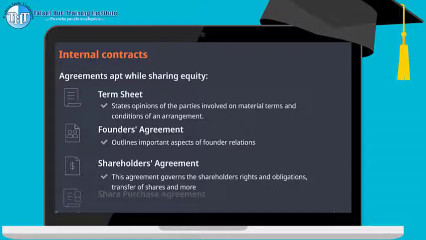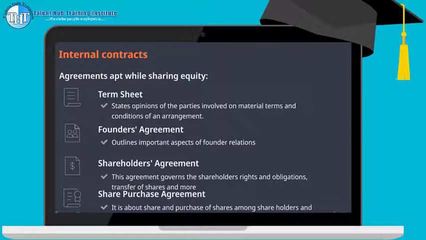Share Purchase Agreement. An agreement between two parties in which the seller agrees to sell the stated number of shares to the buyer at a particular price. This agreement is important so that no one backs out from the agreed price or amount of shares to be bought or sold.